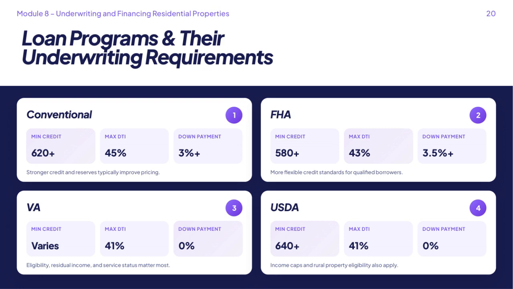Lastly, USDA loans are geared towards rural properties. They require a minimum credit score of 640, maximum debt to income of 41%, and also offer a zero down payment option. However, there are income limits and specific rural property eligibility requirements to keep in mind. Each program has its own nuances, so understanding these underwriting requirements is key to matching borrowers with the right financing option.